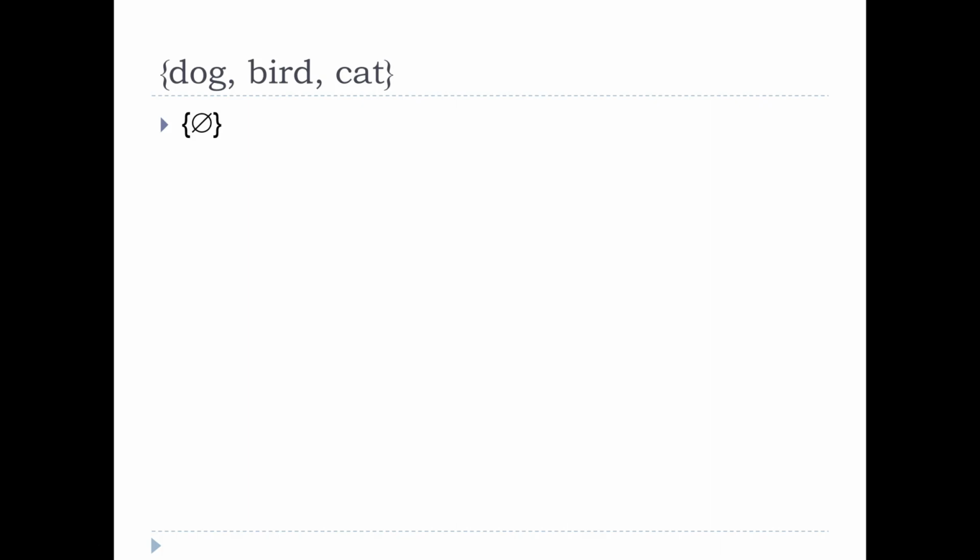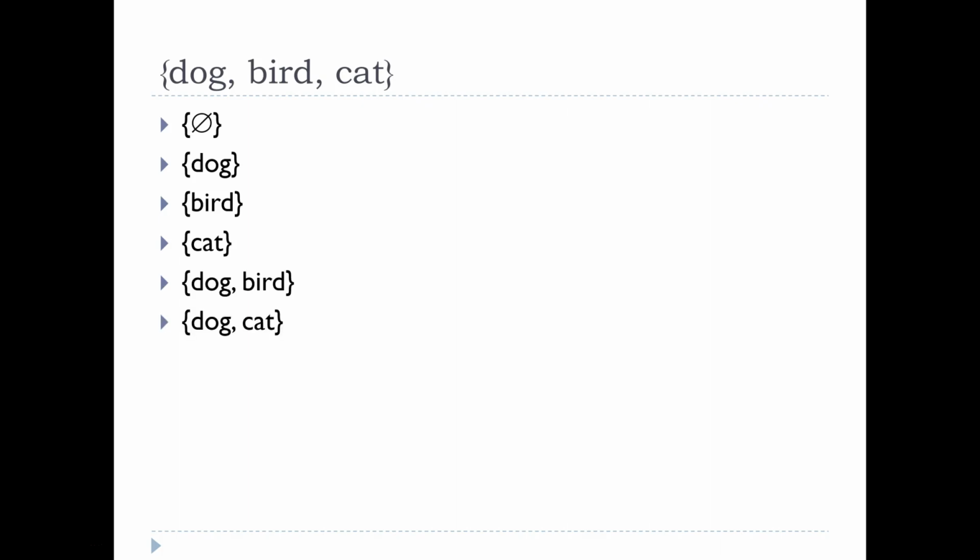So the empty set is 1 subset. That's our 0 element subset. Dog is a subset. Bird, all by itself, is a subset, and cat. Those are our one-element subsets of dog, bird, cat. Dog, bird is a subset of dog, bird, cat. Dog, cat is a subset of dog, bird, cat. And bird, cat is a subset of dog, bird, cat. So we have 3 two-element subsets. And finally, the set itself is a subset. So let's count. How many is that? 1, 2, 3, 4, 5, 6, 7, 8 subsets.